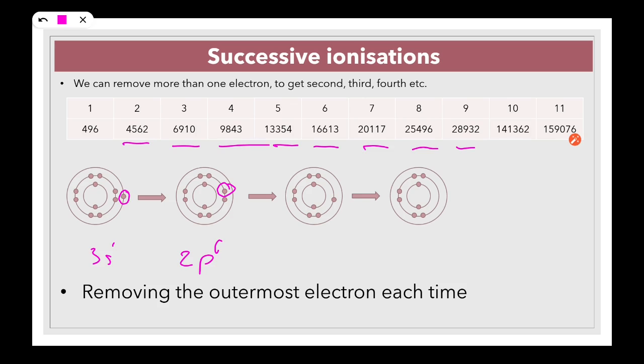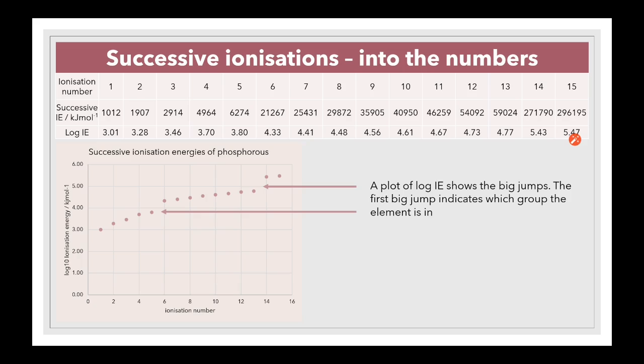say 5,000, 7,000, 10,000, 13,000, 16,000, 20,000, 25,000, 29,000, 141,000. So we're getting a big jump here. Here's a big jump. So we're seeing a couple of big jumps, and these big jumps come from when we've changed energy levels. We'll look at another case. Here I've got 15 electrons to remove, and we can see the data is shown there.